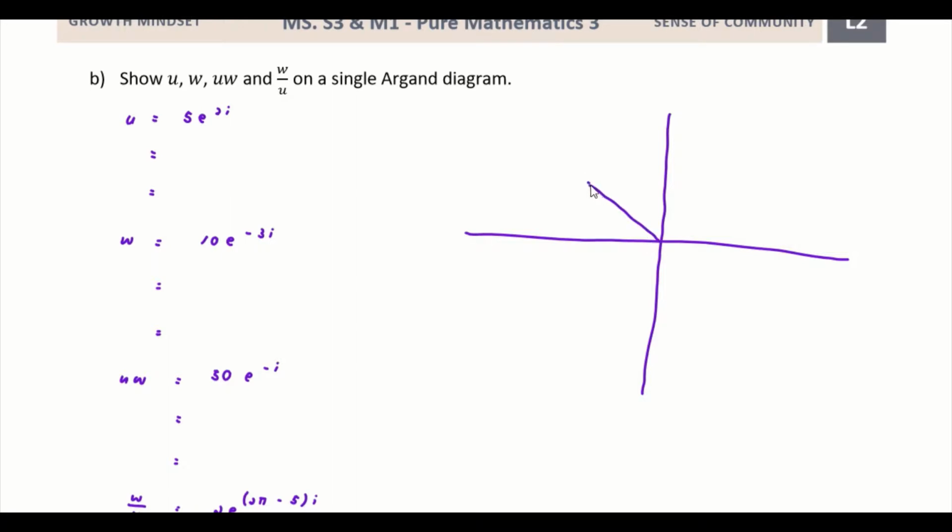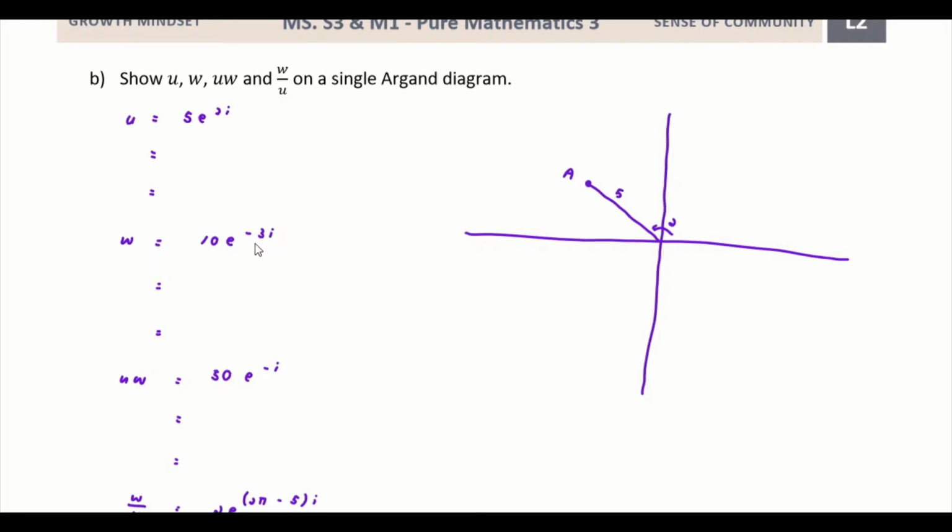So let's say this is U, then I try to state that this is going to be my A. Okay, so this is going to be 5, and then from here to here is going to be 2 radian. Alright, then the same thing for W, the magnitude is going to be 10, then after that it's negative 3.